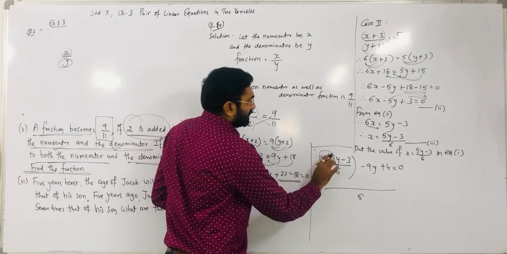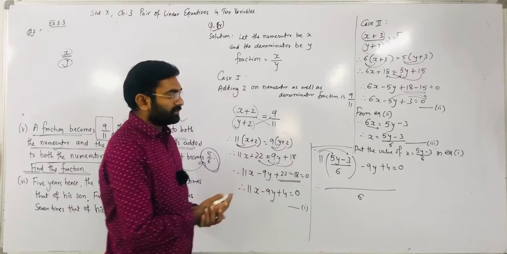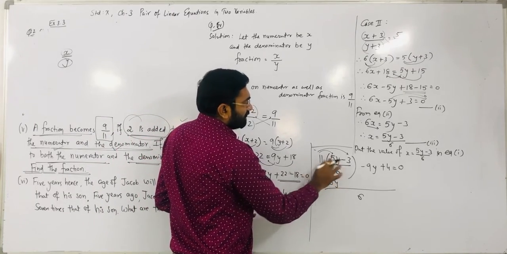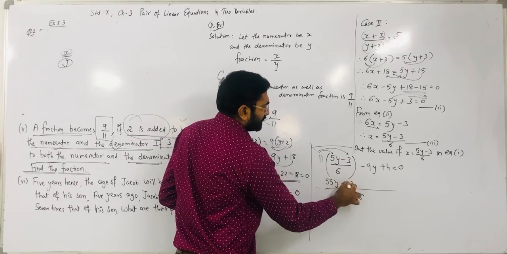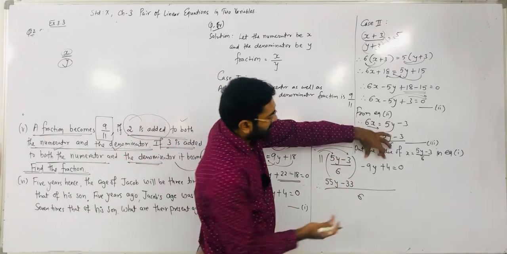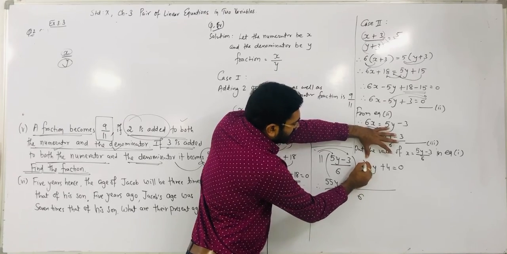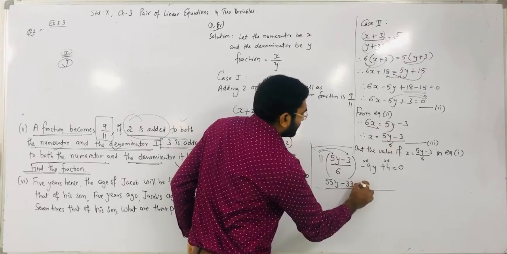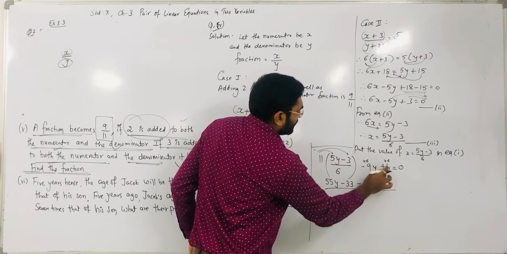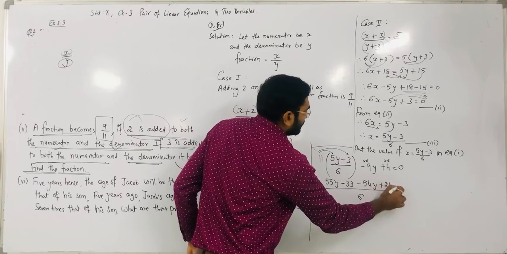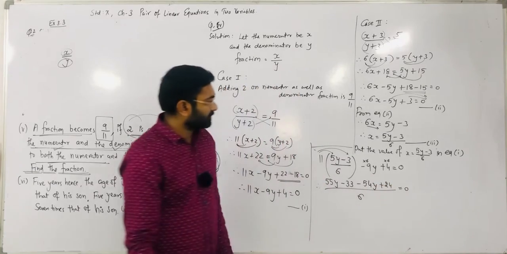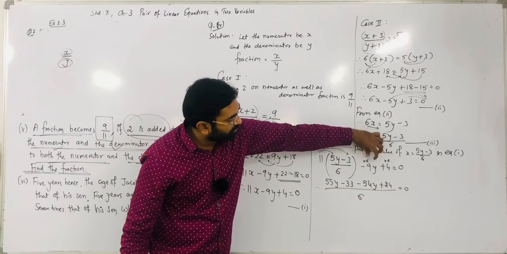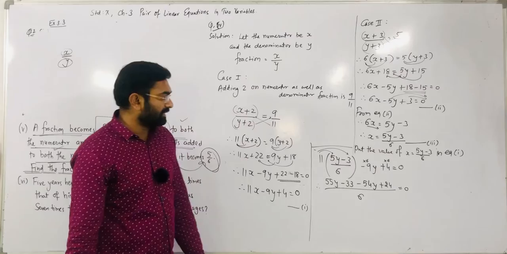So that 11 is multiplied inside the numerator of these 2 terms. So 11 into 5y becomes 55y, 11 into minus 3 is minus 33. And for the other 2 terms, the LCM we take is 6, so here we need to multiply with 6 and here we need to multiply with 6. So here we get minus 54y, and here 6 4s are 24, is equal to 0. On the left hand side, all terms' LCM I take as 6, so those 2 terms we need to multiply with 6. So we get this one.